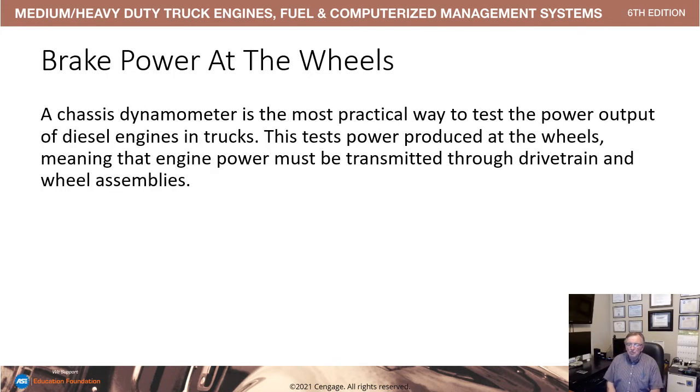Dynamometer is the most practical way to test power output of diesel engine and trucks. This tests the power produced at the wheels, meaning the engine power must be transmitted through the drivetrain and wheel assemblies, and we do expect a 15 to 25% drop between brake horsepower at the flywheel to what is actually delivered at the wheels.